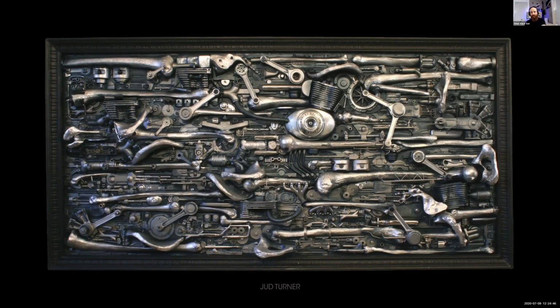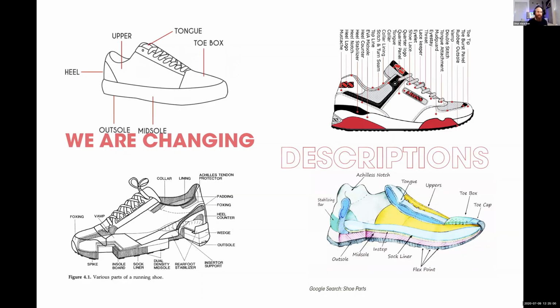And in this case, this is Judd Turner, J-U-D. He's a pretty interesting artist. He mixes these engine parts and pistons and bones to make artwork. So here's an engine for you, right? Or piston for you, totally different description. And I think that's very powerful for design, right?